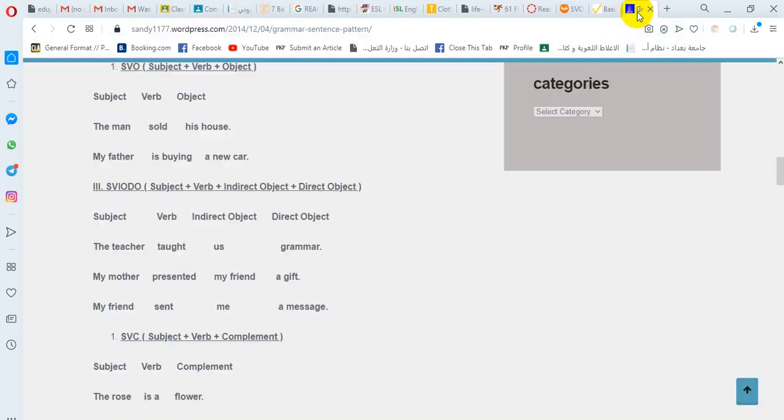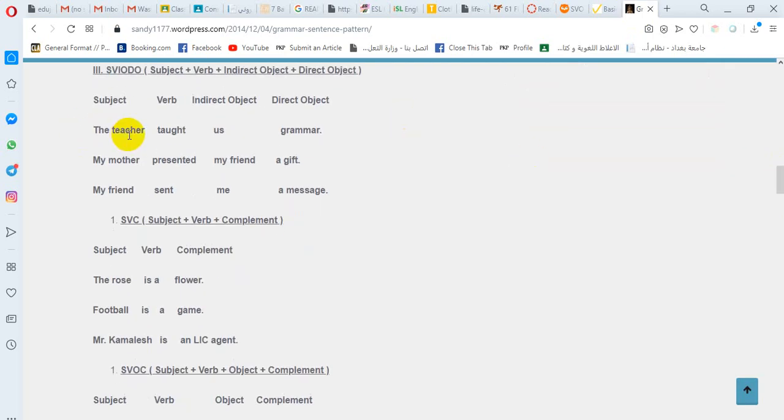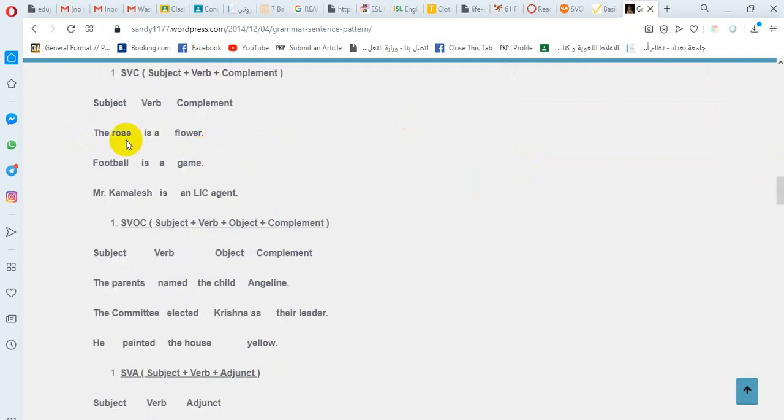If we take, let's say, many examples, we have: the teacher taught us, here we have subject, verb, complement. Here we have: the rose is a flower.